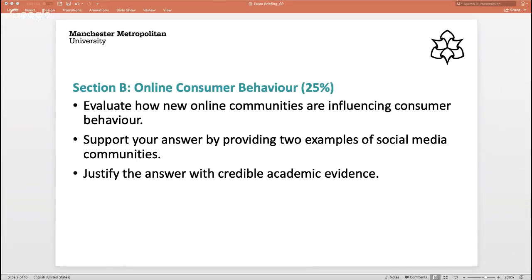So how do I actually want this answer to look on the page? I want you to define what online consumer behaviour is. I then want you to look at what new online communities are. How are online communities influencing our consumer behaviour? We are going to look at different models, but one that you already know from Principles of Marketing is the customer decision-making process.